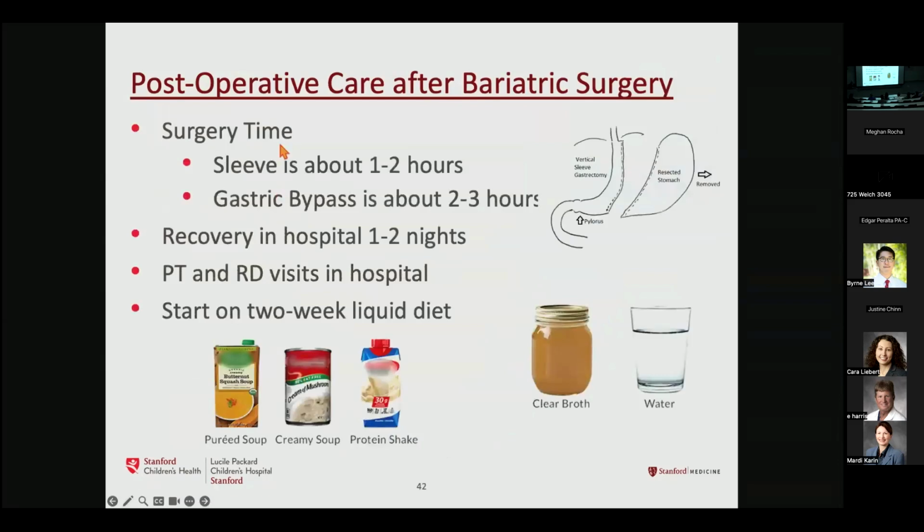The sleeve takes about an hour to 2, usually about 90 minutes. And the gastric bypass takes about 2 to 3 hours. We do them all laparoscopically at the Children's Hospital because we don't have a robot. That's the only reason. Otherwise, I do them on a robot. And they recover in the hospital 1 to 2 nights. They are seen by physical therapy and the dietitian while they're in the hospital, and then they start on a 2-week liquid diet, which is probably the hardest thing they do.